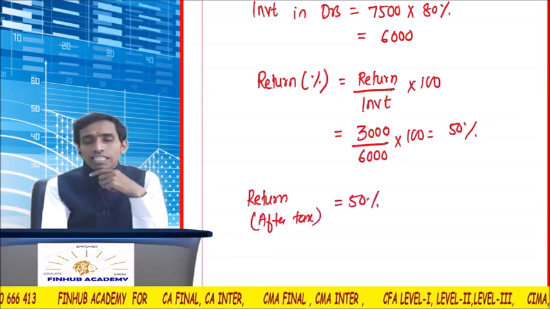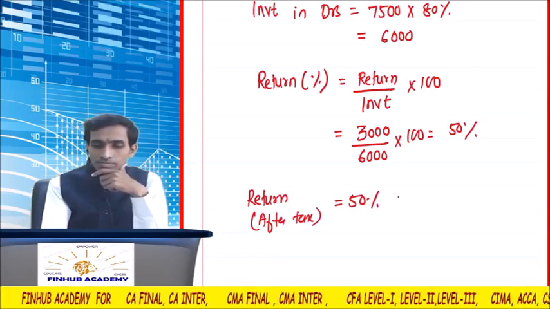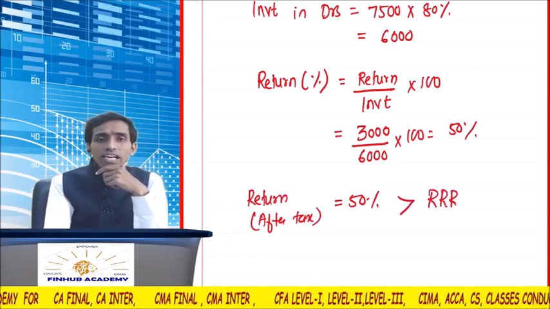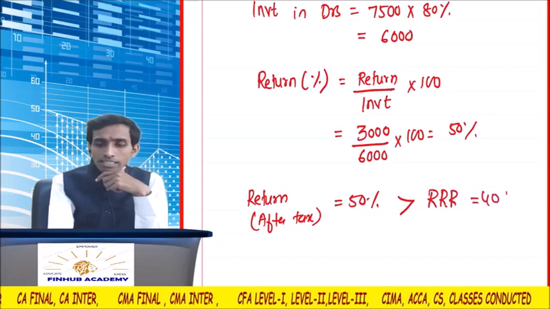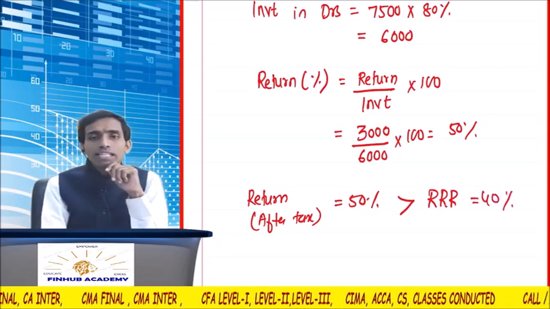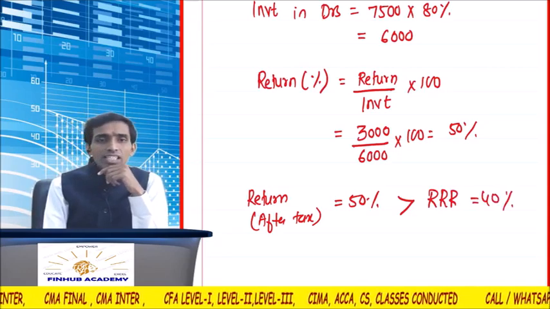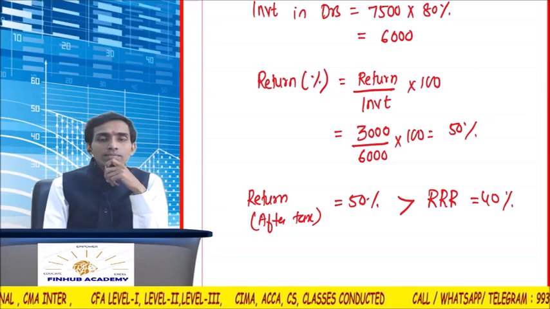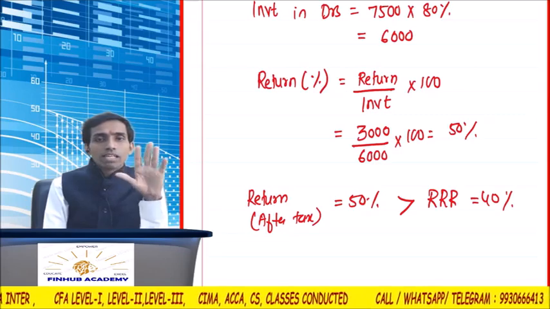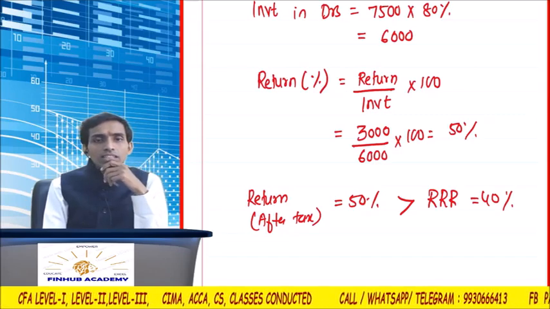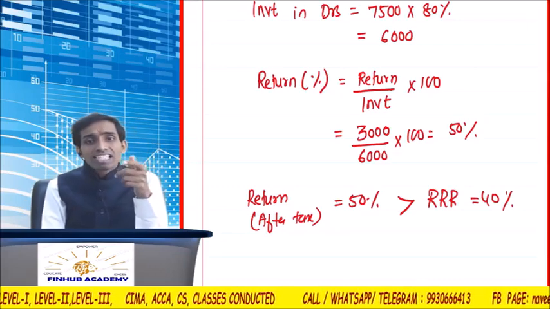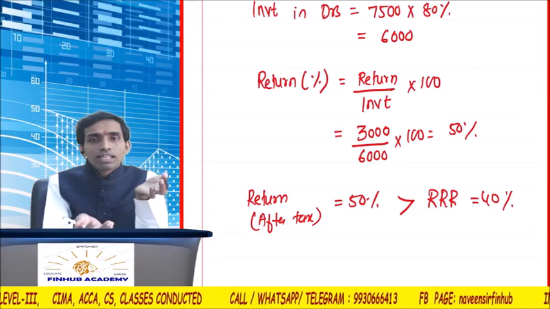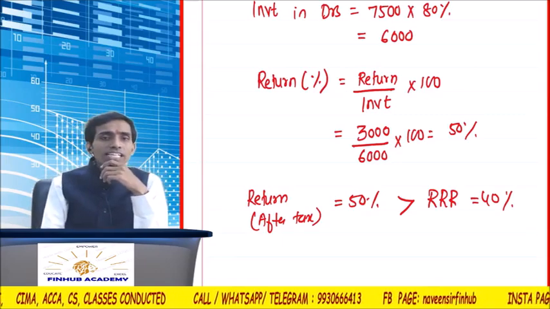Okay, and how much was the required return? Check. Required rate of return, RRR, is equal to 40%. So my return is more than the required rate of return. Correct? So obviously we should extend the credit. My return generated is 50%, and the required rate of return is 40%. Any question?